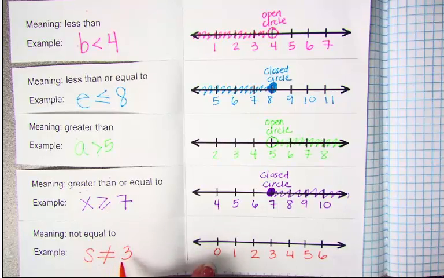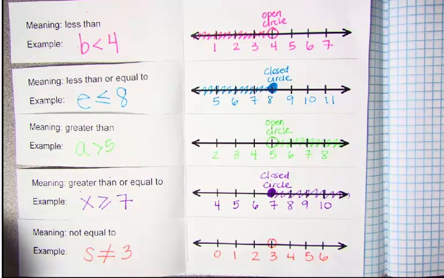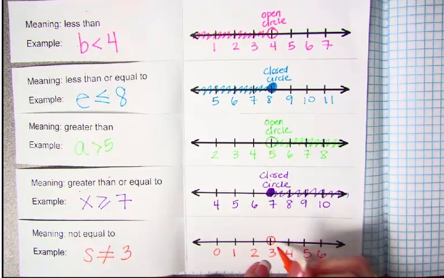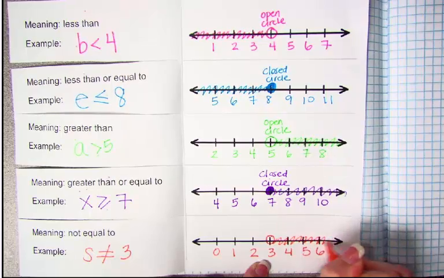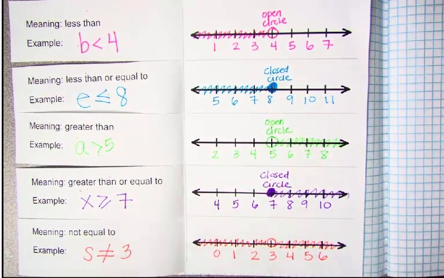It does not include 3, so an open circle at 3. But what not equal to means is it just means it can't be 3. It can be anything else besides 3. It can be 5. It can be 0. So we're not only going to shade everything to the right, we're also going to shade everything to the left.